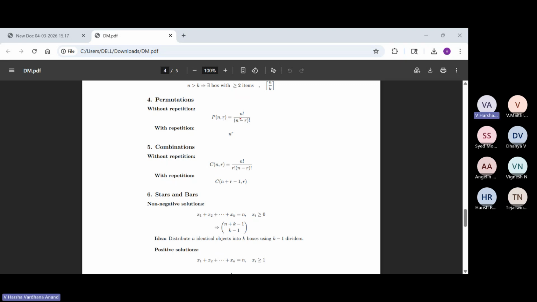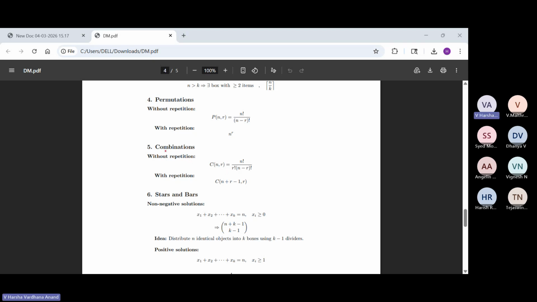That is, you have a total of 5 numbers, 1, 2, 3, 4, and 5, and 3 spaces. You only have 3 spaces where you can represent them. So how can you represent n numbers in three spaces without repetition? The permutation formula for that is n factorial by n minus r factorial. If you want it with repetition, it is just n power r. The reason for n power r is every place can be n, so it can be n into n into n till r.